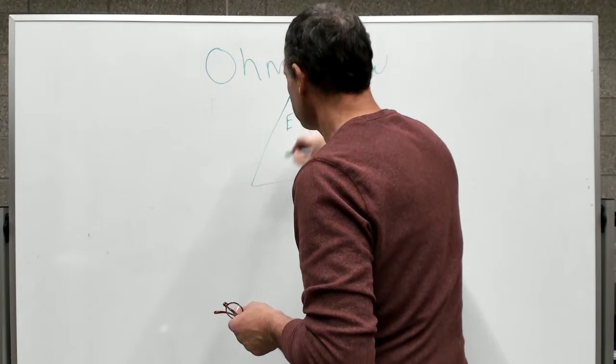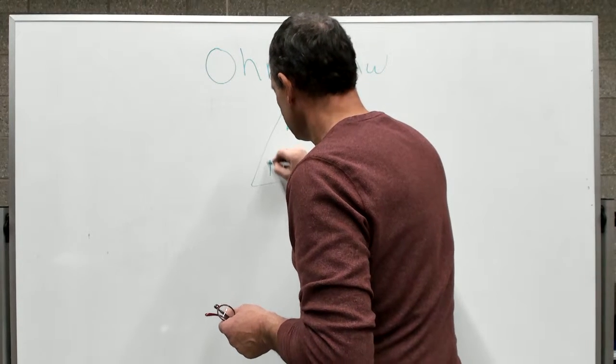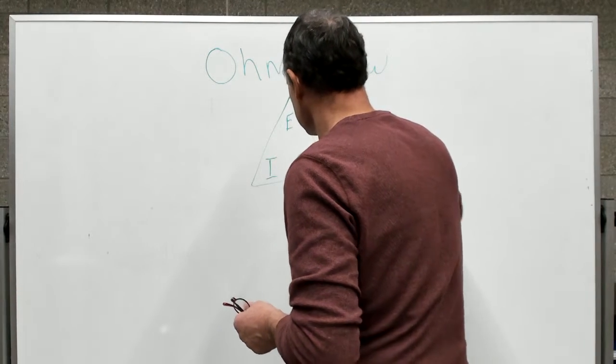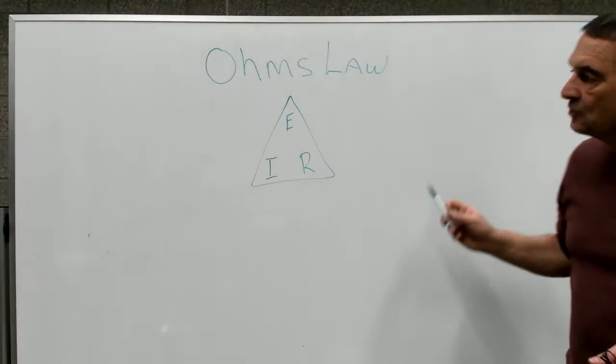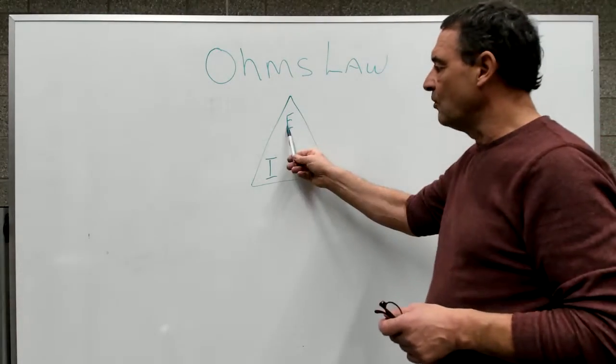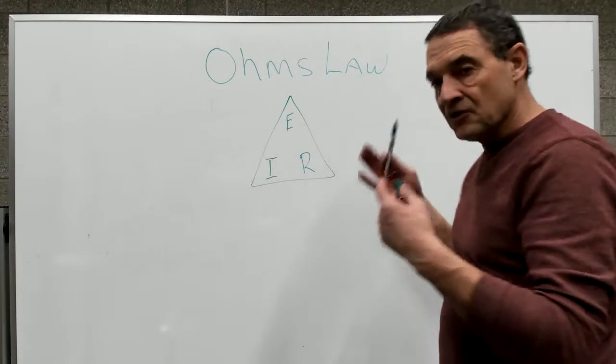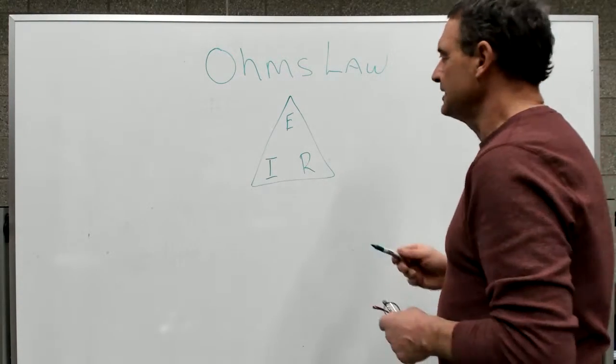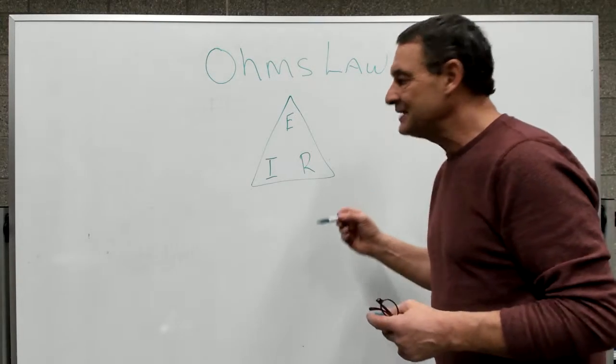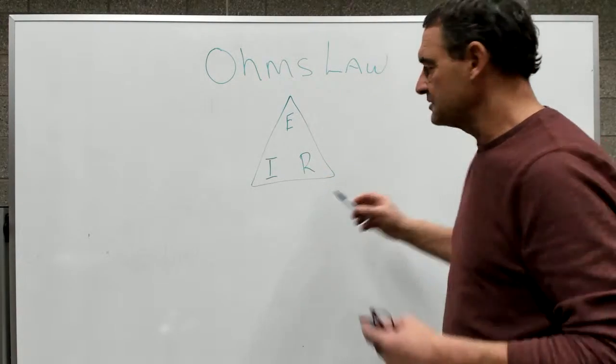So we've got electromotive force, amperage, and resistance. What George Ohm said was that it takes 1 volt to push 1 amp through 1 ohm of resistance. Knowing that as being the law, we are able to calculate different parts of a circuit.